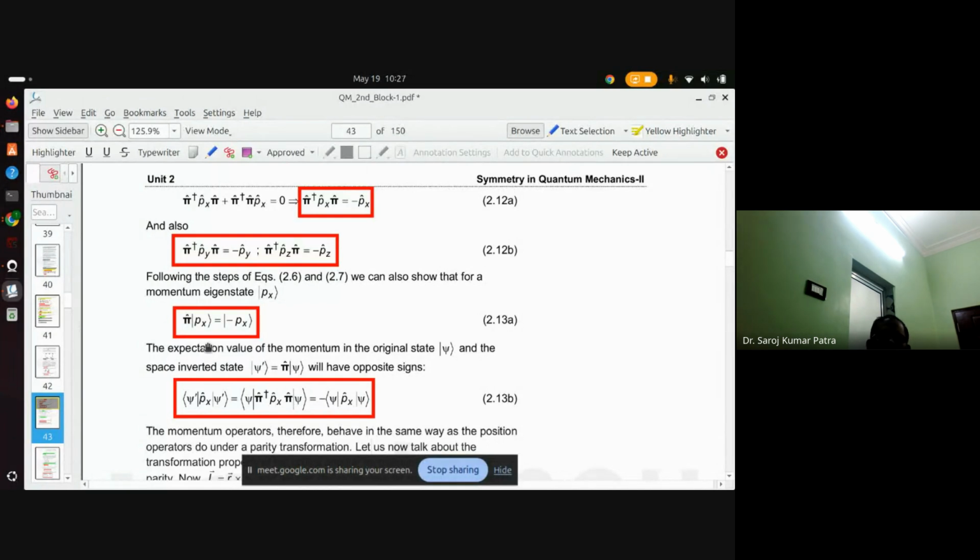कुछ न्यूक्लियर डीके प्रोसेस है जिस प्रोसेस में parity will not be conserved. So position operator and momentum operators anti-commute, they do not commute.